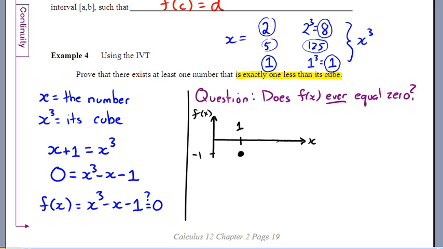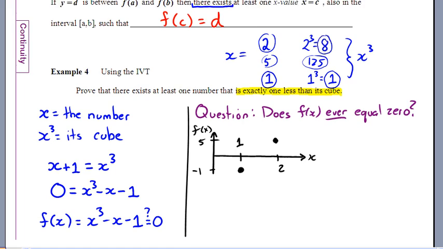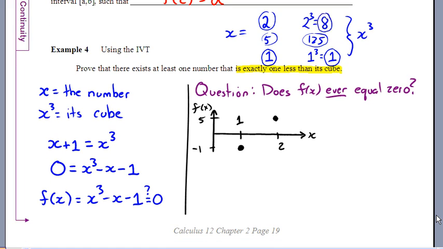But if I put x equals 2 in, okay, 2 cubed is 8, minus 2 would be 6, minus 1 would be 5. Okay, so that is up here at 5. Make that a little better. There we go. I'm not necessarily trying to find the answer. Maybe there's a few answers. I don't know. I'm just trying to show that there's at least one out there.